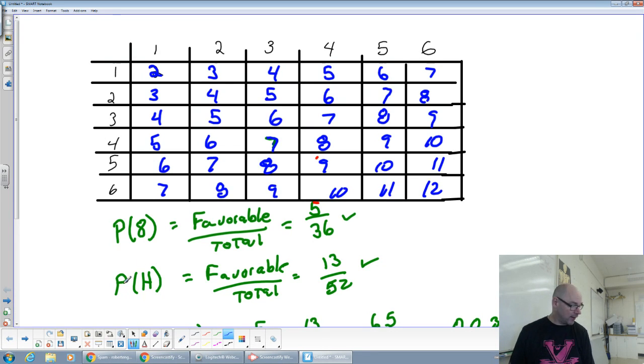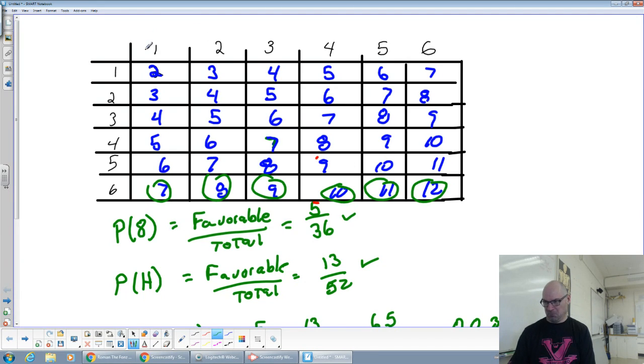Okay, so now it's asking us, what is the probability of getting a 6 on either die or both? So a 6 on either die. If you get a 6 on either die, it's this one. There's a 6 on this die, so it's that one. 6 on this die, that one. 6 on this die, that one, 6 on this die, or this die.